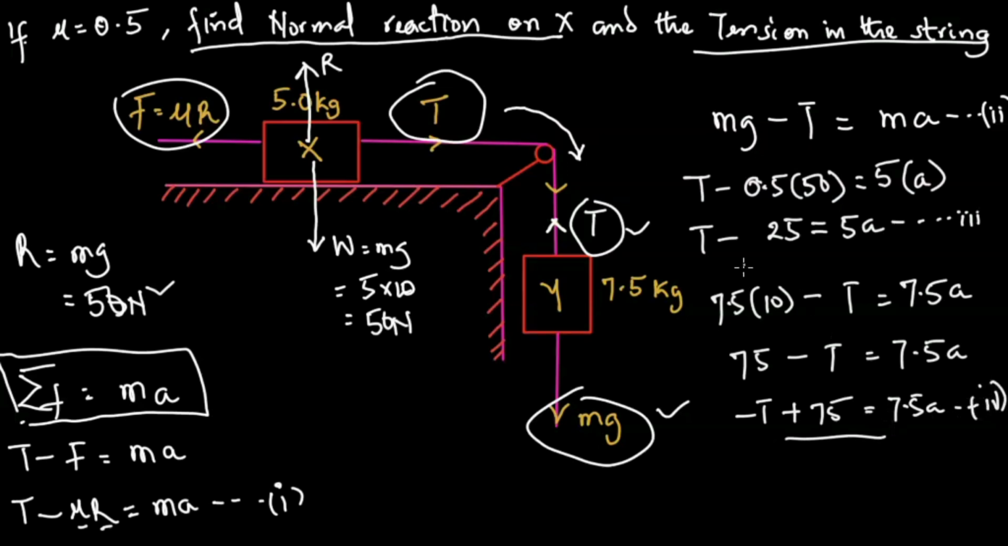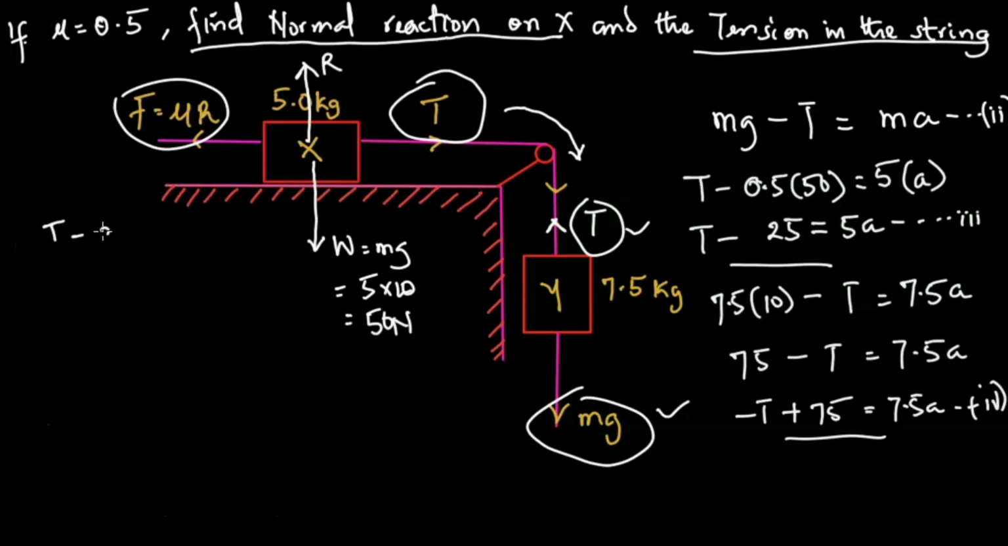This equation and this equation have the same format, so we can solve them simultaneously. Let me clear out this part. So we have T minus 25 equals 5a, and we have minus T plus 75 equals 7.5a. Using the elimination method, you can add the two equations to eliminate T.